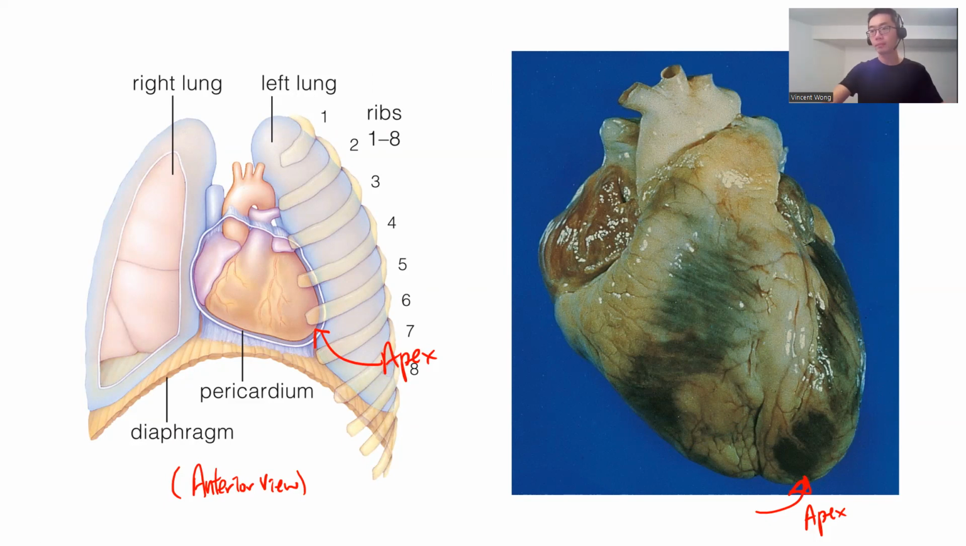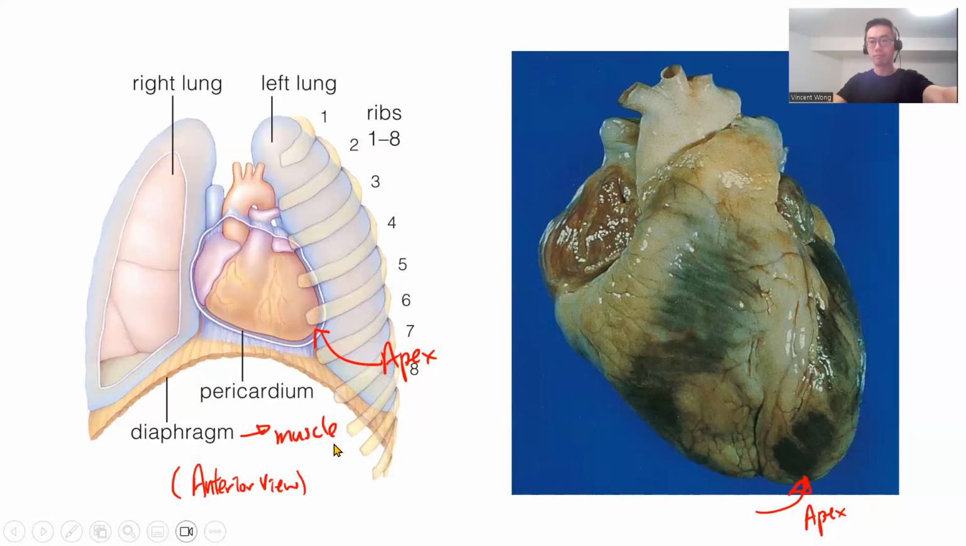Is the diaphragm like fat or bone, or what is it? The diaphragm is muscle. It's a breathing muscle. When we have hiccups, the diaphragm is moving up and down involuntarily. But when we breathe, we use the diaphragm. So it's a muscle. It's skeletal muscle. You can control it.